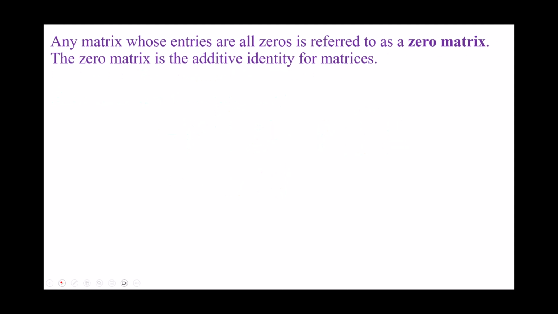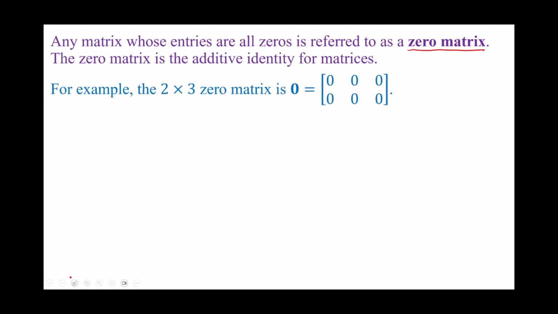Any matrix whose entries are all zeros, we call the zero matrix. The zero matrix is the additive identity for matrices. That means we can add the zero matrix and it doesn't change anything. That's the same for real numbers, right? If I take, say, any number, say 9, and I add 0, I still have 9. It works the same way for matrices. If we add the zero matrix, we haven't changed anything.